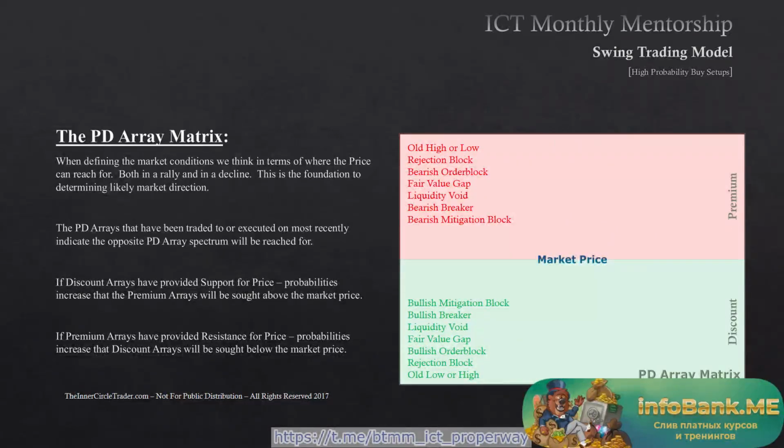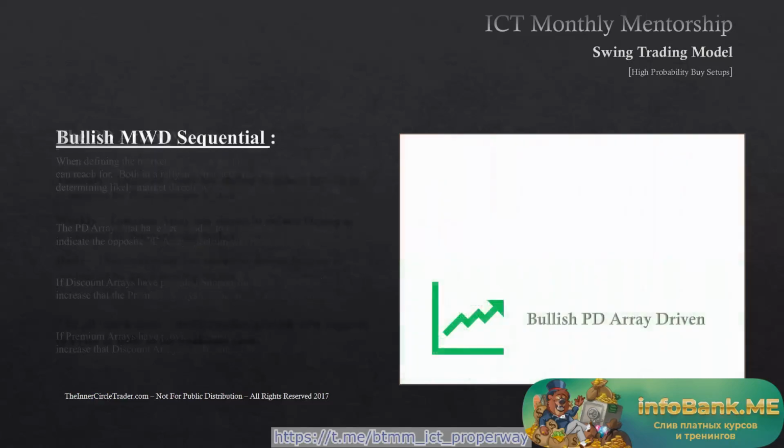As a reminder, when we're looking at price, we have to think algorithmic, and we have to refer to the PD array matrix. Without going into great detail, I'm including this slide for study purposes only, because I don't know when you're going to be watching this video again. So be mindful that we're looking for these arrays in deference to the premium or discount spectrum. Bullish: monthly, weekly, daily, sequential.